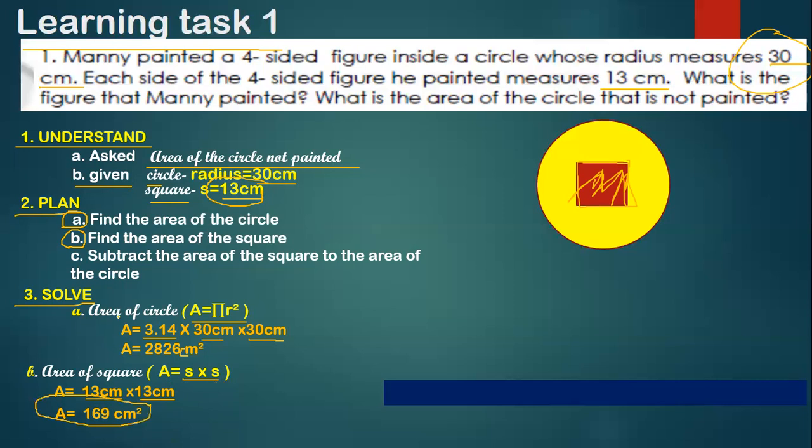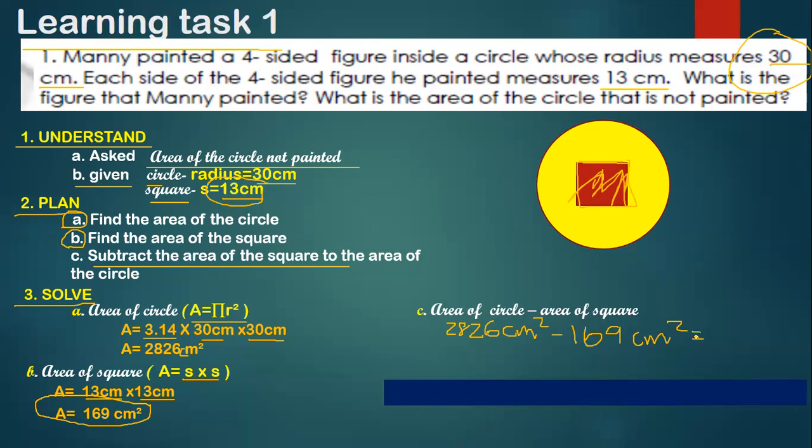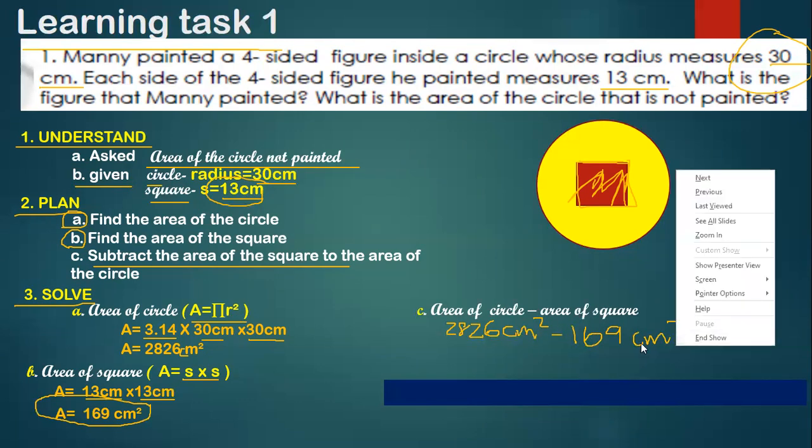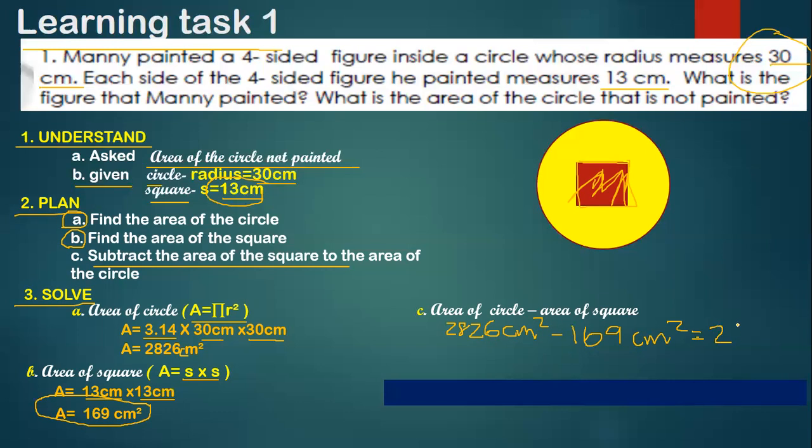Okay? Kuha na natin ang area ng circle, tapos nakuha na natin ang area ng square. Susunod na gagawin natin, isusubtract na natin. Okay? Ang area ng square, ibabawas natin sa area ng circle. So this is now, area of the circle is 2,826 square centimeters subtracted by 169 square centimeters. So ano ang sagot niyan? 2826 minus 169. The answer is 2657 square centimeters.